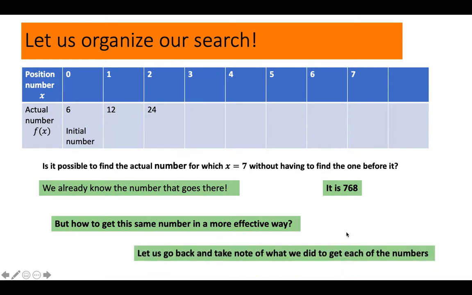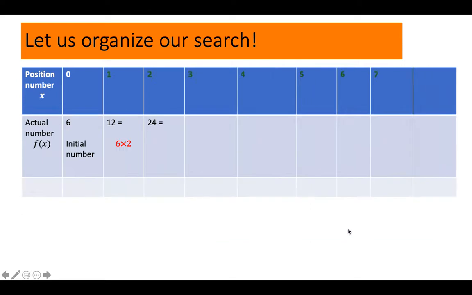So if we go back and check what we did to each of the numbers, we're going to get something like this. This 12 came from 6 times 2. And we can write it as 6 times 2 to the first power. Remember, any number to the first power is the same number. So the 2 here is basically the same as 2 to the first. So we haven't changed anything. How about the 24? Well, the 24, we got it by multiplying this 6 times 2 right here by 2. So we can write it as 6 times 2 to the second power, because now we got 2 times that number multiplied by itself.